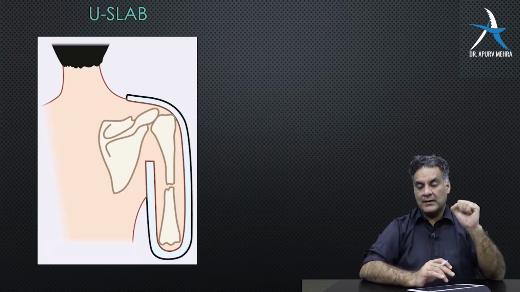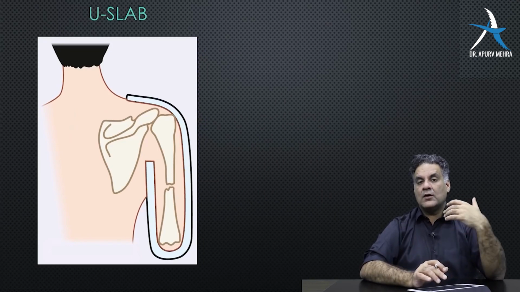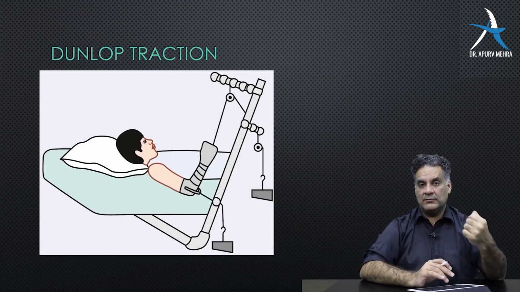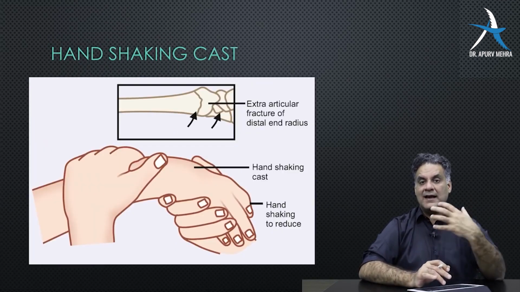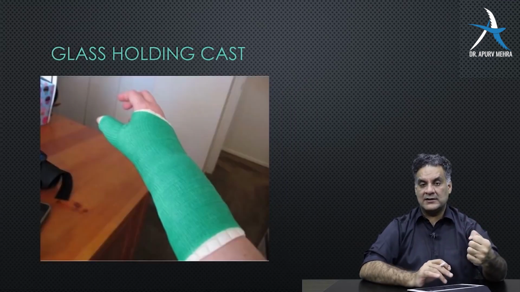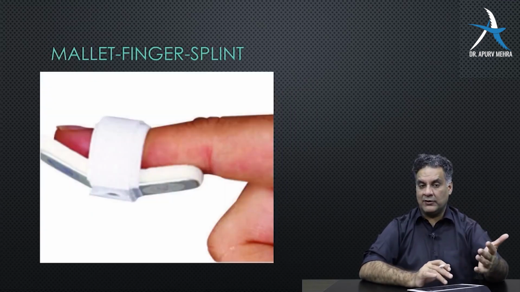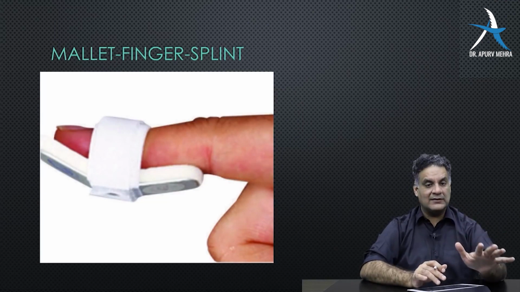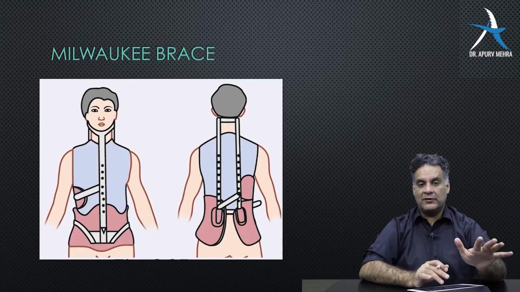This image can come. The U slab is for the humerus fractures, or a hanging cast is for humerus fractures. H for hanging, H for humerus. Dunlop or Smith traction is for supracondylar fracture humerus. Hand shaking cast is for Colles fracture. Glass holding cast is for scaphoid fracture. Mallet finger is avulsion of extensor tendon from distal phalanx. Mallet finger splint is applied for it.